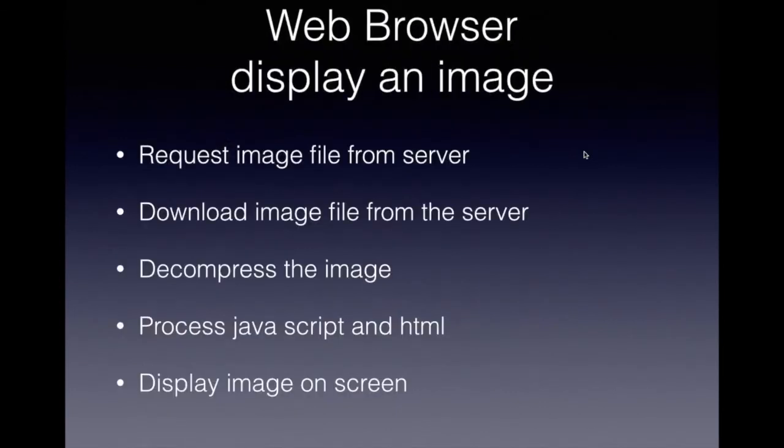So displaying an image on a web browser. It's pretty straightforward, right? You make a request, it goes to the server, pulls the image down, downloads the image, and decompresses the image if there's compression on it, like a PNG or a JPEG or a GIF or whatever image format there is. It runs JavaScript on the page, which is actually a big process, part of it. And then you see an image on the screen, which may go through hardware or software depending on the web browser.